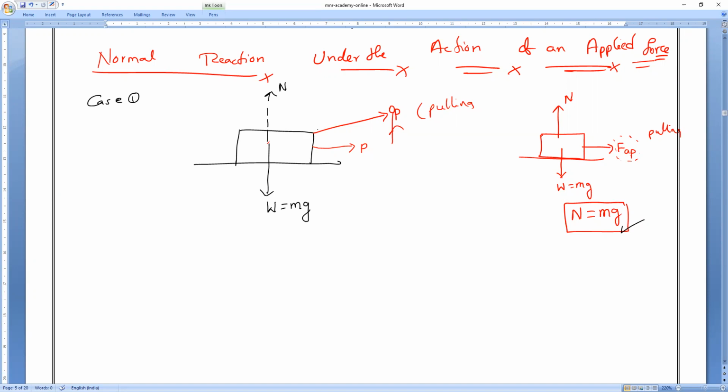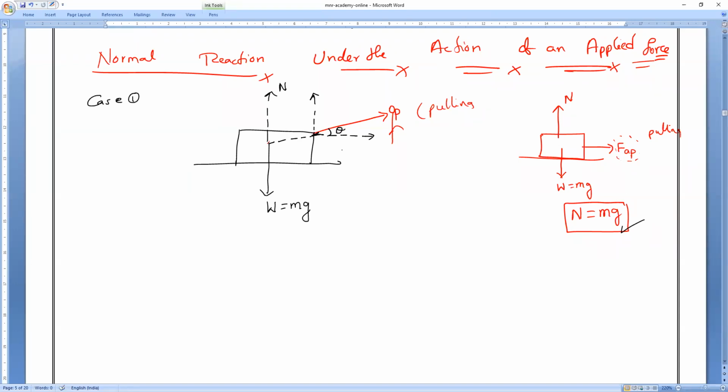Is it clear, everybody? So if it is applied inclined, you can notice it, all of you. If it is inclined, just now I said it will be splitting into how many components? Two. So with the surface it is making a theta angle, for example.